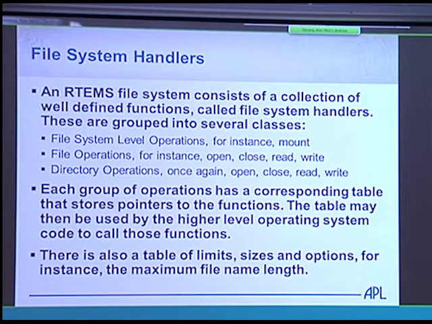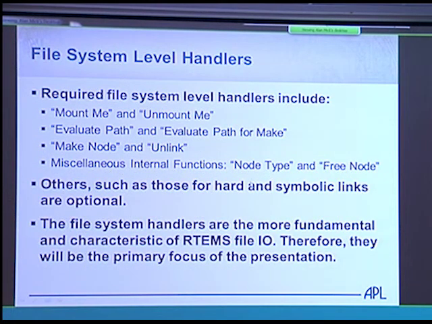Since we're time limited, I'm going to try to go through the file system level handlers that are most important and most confusing. They're a little confusing, perhaps because people aren't used to them, but after you get used to them, they don't seem all that confusing, at least not to me. There are two things you have to really get right to get your file system working: the mount me file system handler, and the evaluate path and evaluate for make handlers.